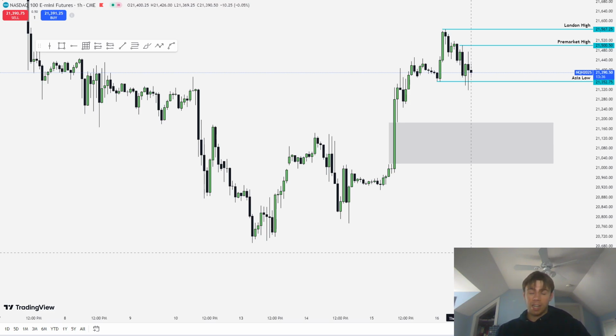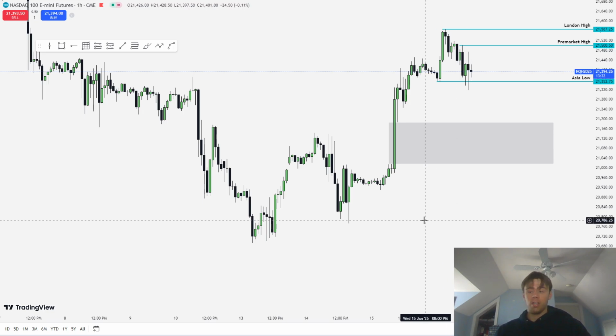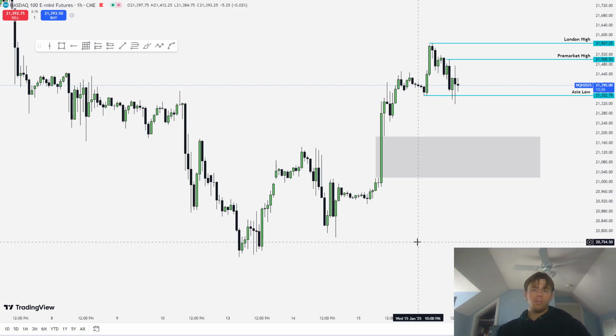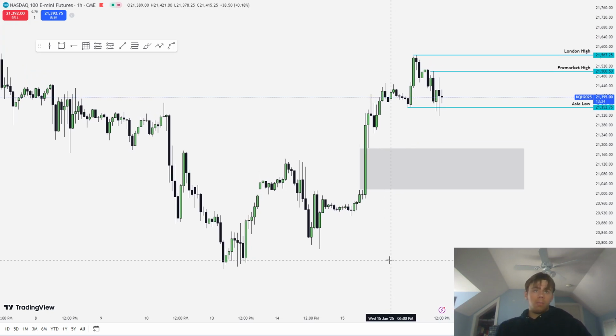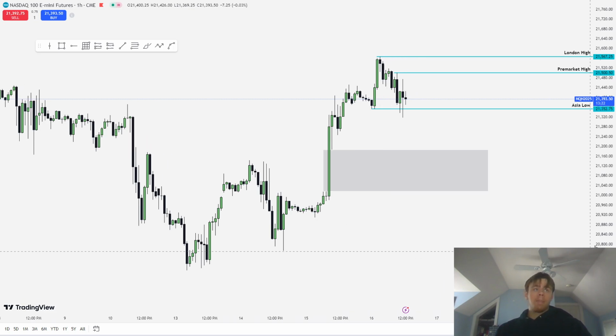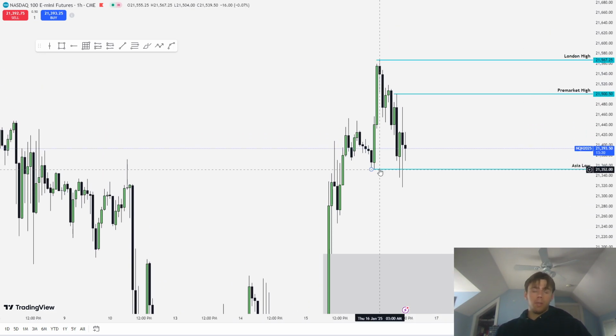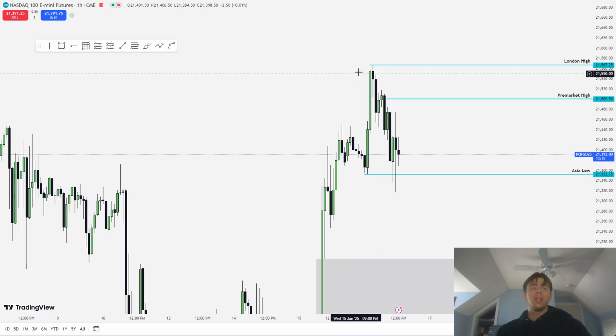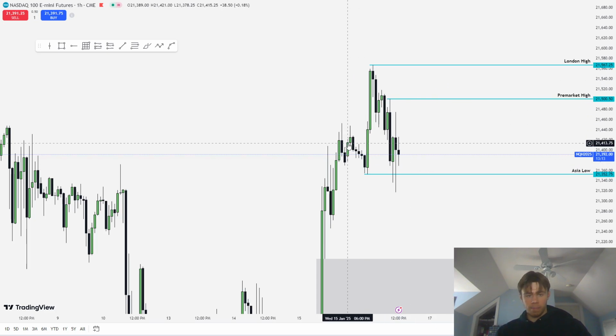Whereas, like I know ICT says not every down or up candle is an order block or a breaker, but it's really hard to define, especially for a new trader. How are you supposed to know what those key levels are going to do? So every time I go into the market, I look at the Asia low, the Asia high, the London low or the London high, the pre-market low or the pre-market high, and that's really it.